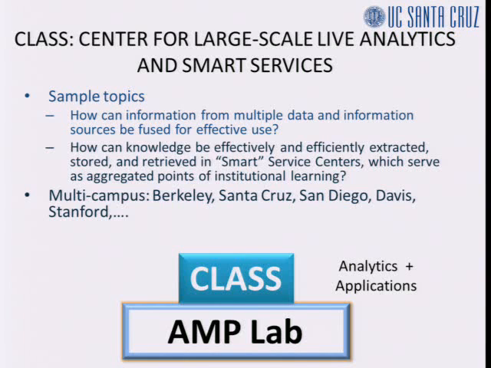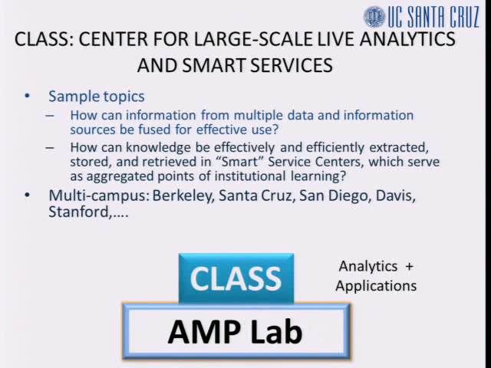Very quickly, just about the center, since Mike is here, I think of AmpLab as infrastructure, right? You have the platform. And I think of the work we're doing in the center for large-scale live analytics as really the analytics and applications component of that, if you will.